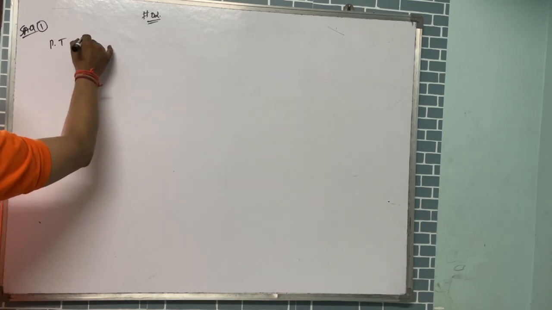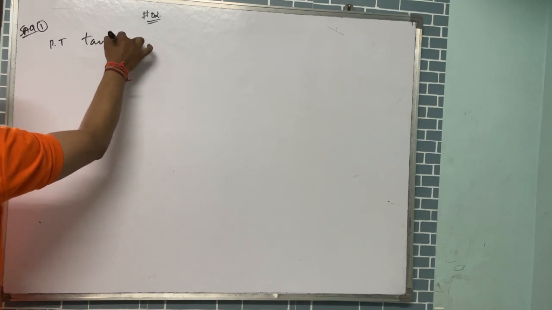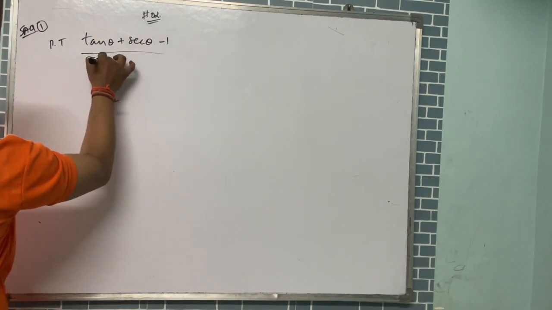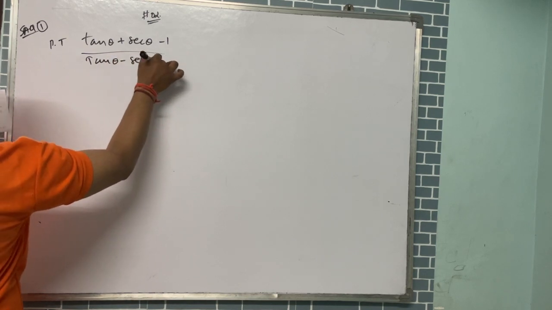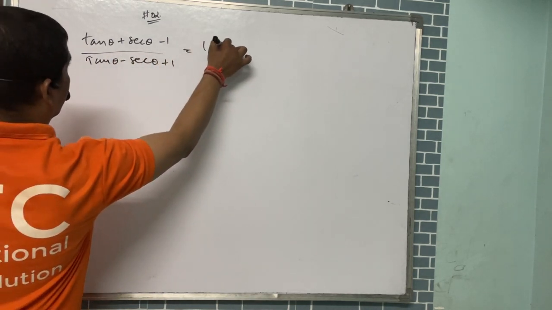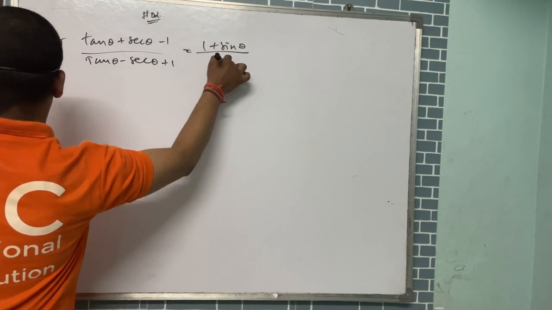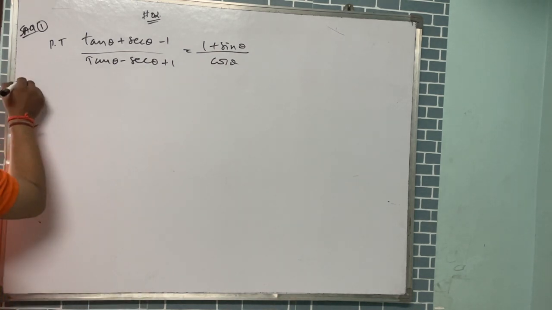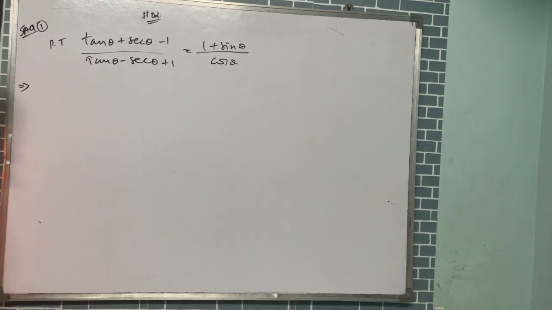Prove that (tan theta plus secant theta minus 1) by (tan theta minus secant theta plus 1) is equal to (1 plus sin theta) by cos theta. It is of your 10th class type of question, everyone. Very easy. Look, it won't be that lengthy also.